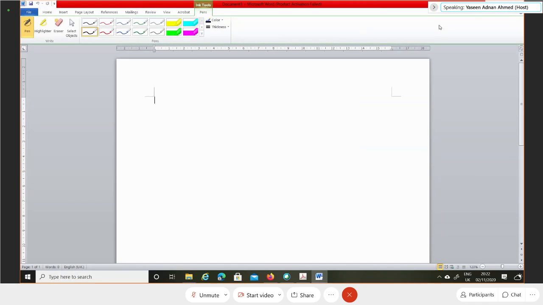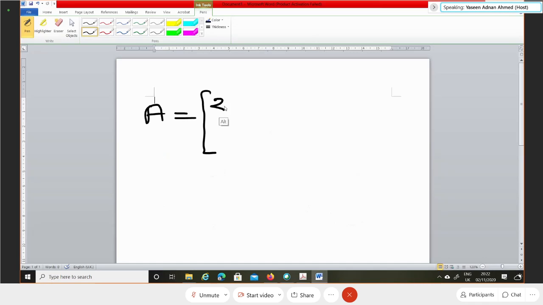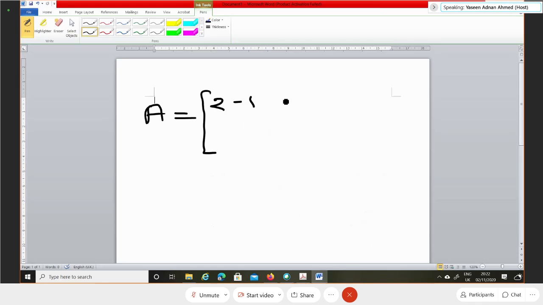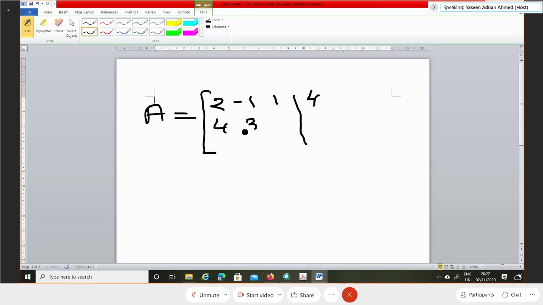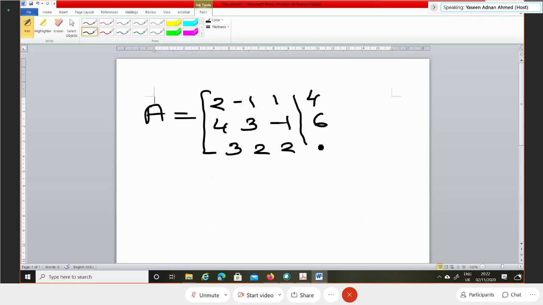First of all, as I said, this is a Gauss-Jordan elimination. So we write the augmented matrix. We call this A, and I just get the coefficients. So this is 2, minus 1, 1, and then a vertical line, and then 4. Then 3, minus 1, minus 1, and this is 6. Then 3, 2, 2, 15.